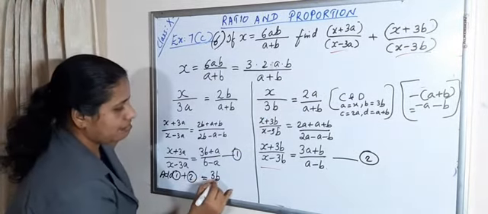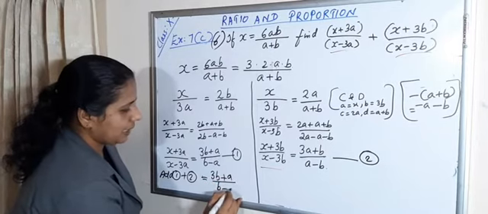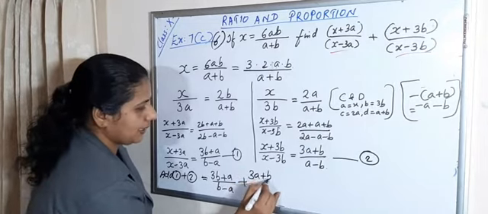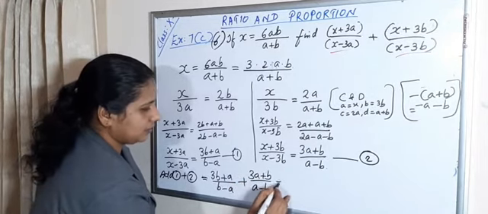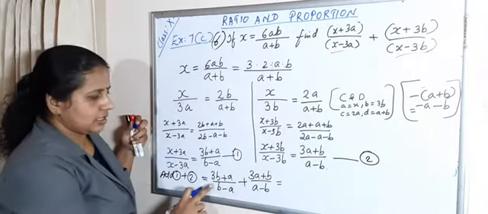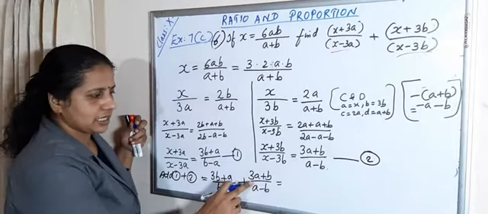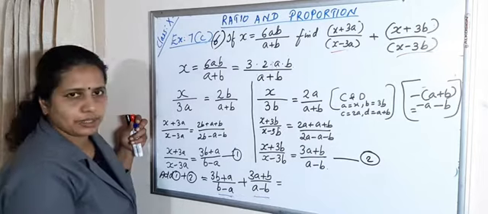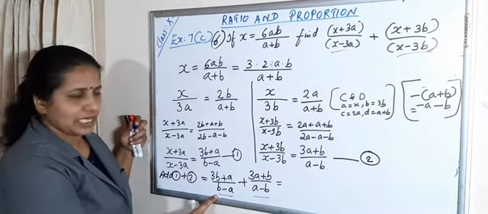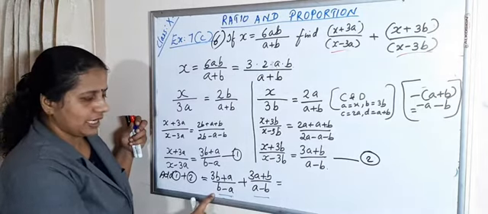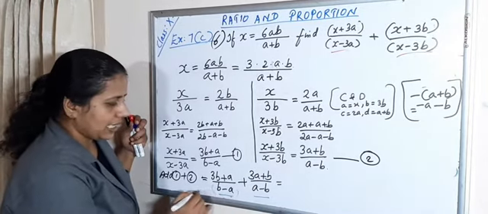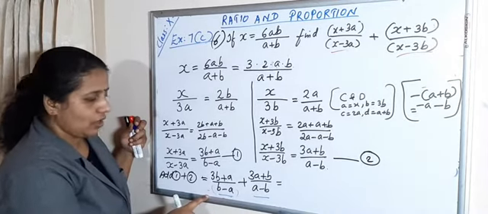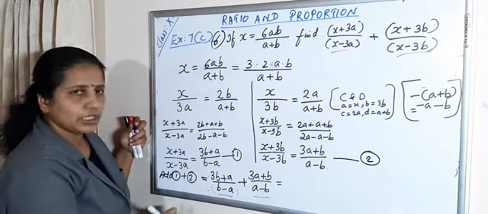Equal to (3b + a)/(b − a) + (3a + b)/(a − b). Okay? That is 3b plus a by b minus a plus 3a plus b by a minus b. Look at here, one is b minus a and another one is a minus b. So you have to make it as equal signs. To make this one as a minus b, you have to multiply it by negative. Okay, but you can't multiply the denominator only, so we are multiplying the numerator also.